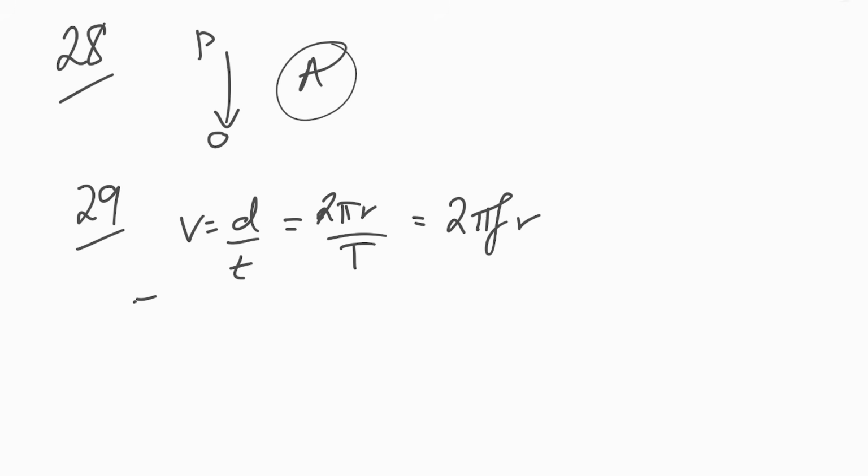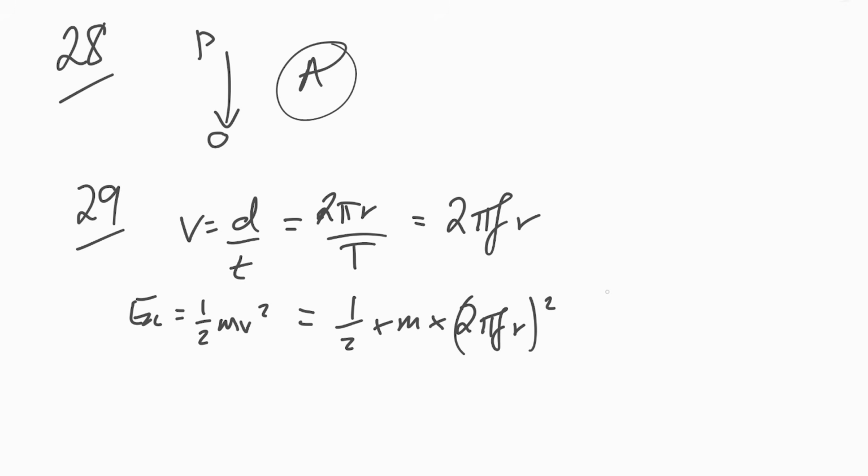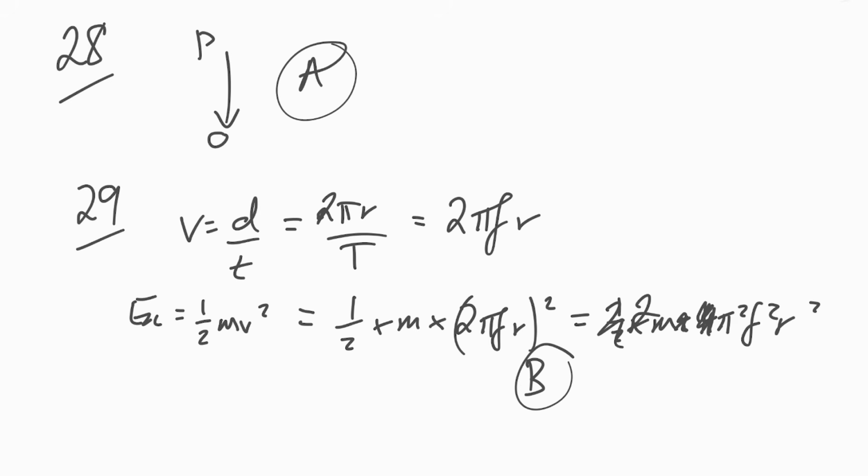And kinetic energy is equal to half m v squared. So popping v squared in there, we end up with half times m times (2 pi f r) all squared. Or in other words, half times m times 4 pi squared f squared r squared, which is 2 m f squared pi squared r squared. It looks like B is our only option.